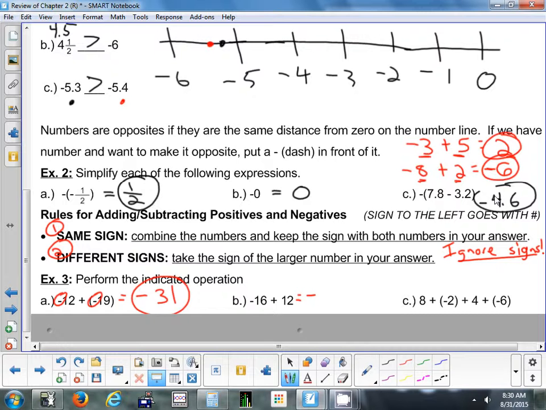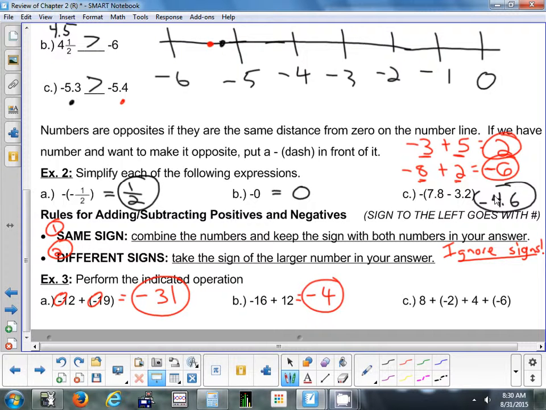So now I can just read it: 16 minus 12, because I already have my sign there. 16 minus 12 is what? 4. Right? Now I have this one. I have 3 terms. Actually, I have 4 terms in this one.